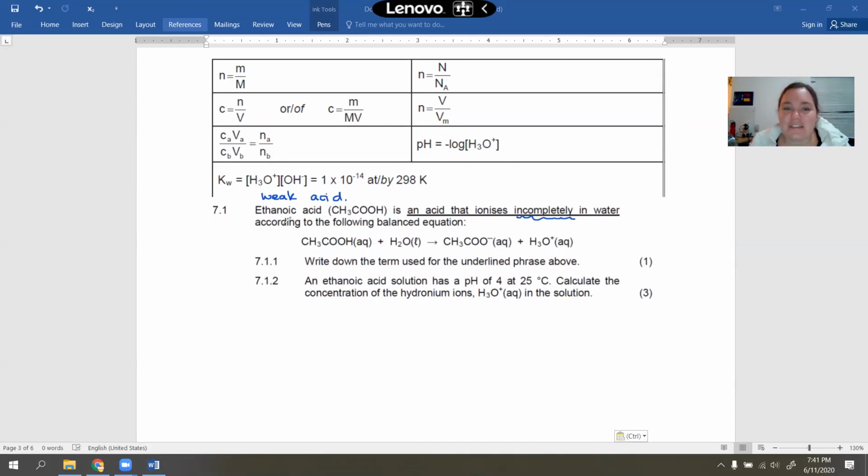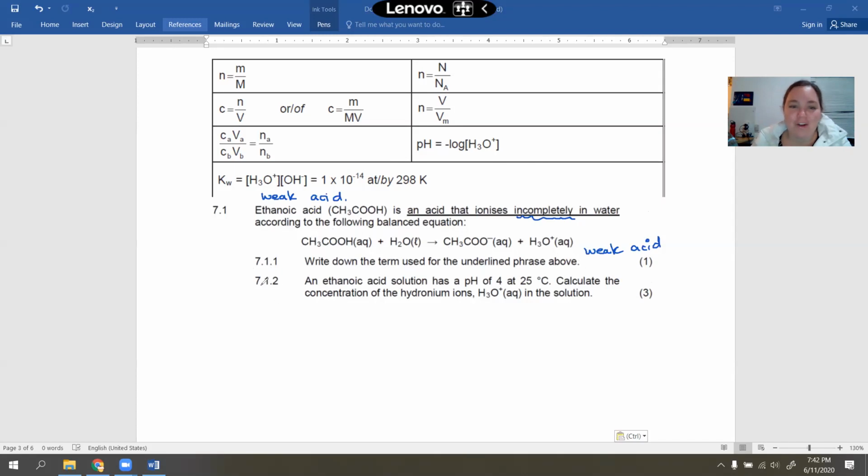Okay, so there's the equation, and you must remember that since this is weak, we cannot assume that our concentration of hydronium is going to be 1:1. So the first question says, write down the term used for the underlined phrase above, which is an acid that ionizes incompletely in water. My gosh, I'm bad at this game. It is a weak acid.